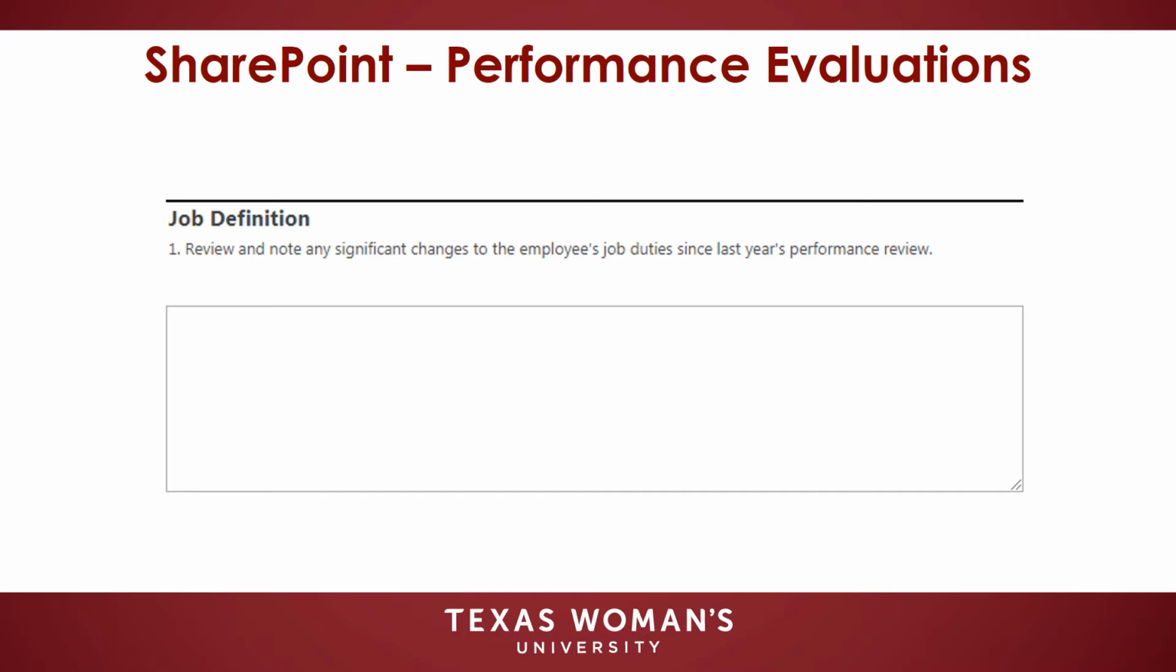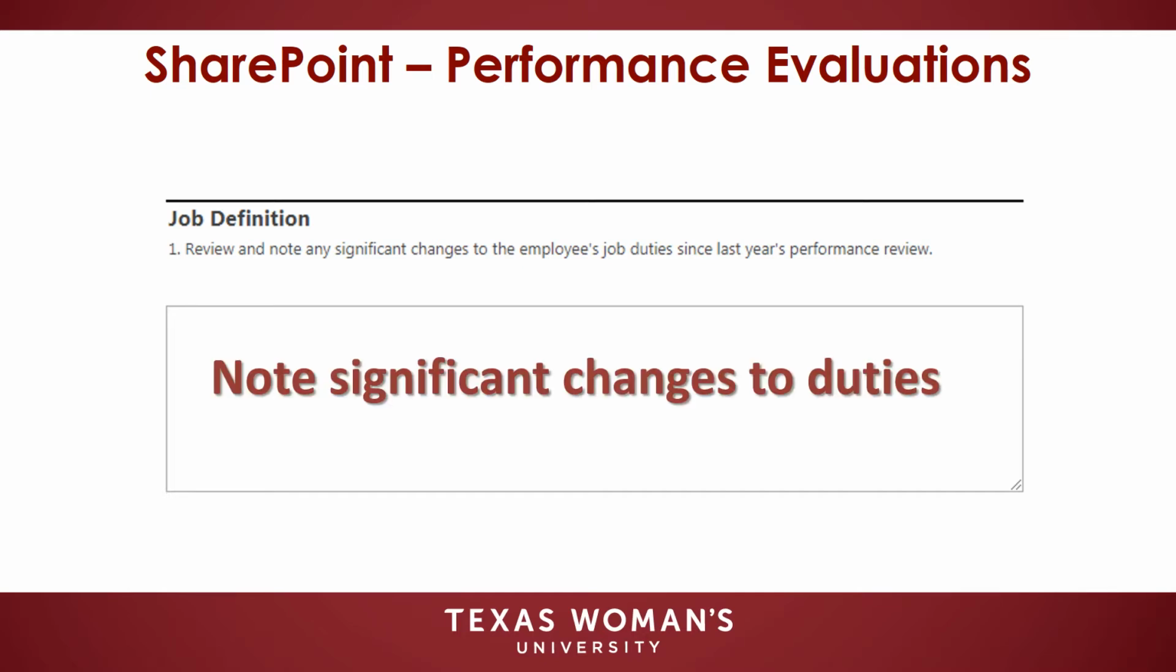The first section of the performance evaluation is the job definition section. Your supervisor is asked to review and note any significant changes to your job duties since last year's performance review.